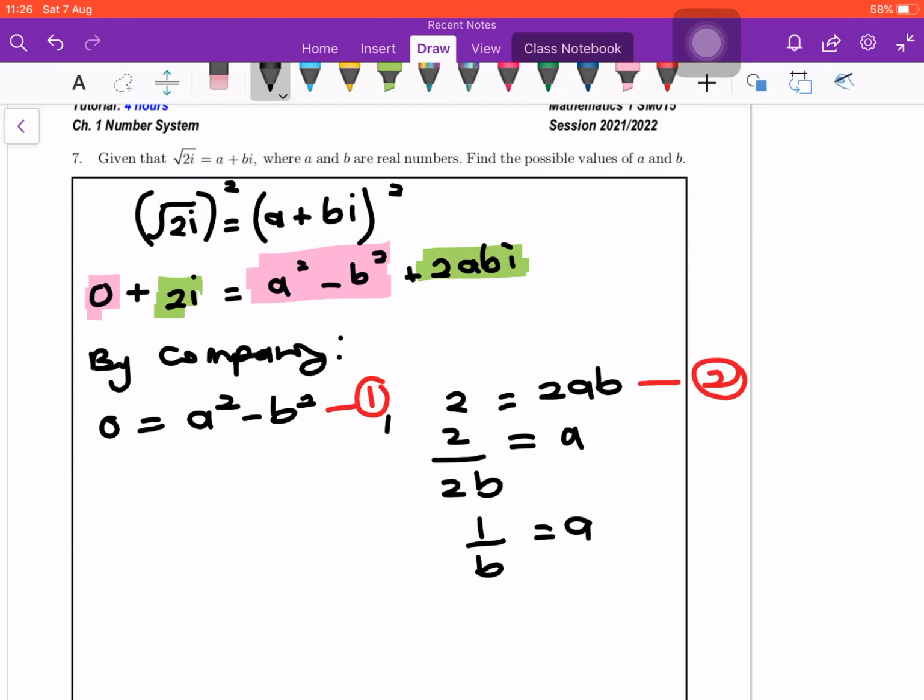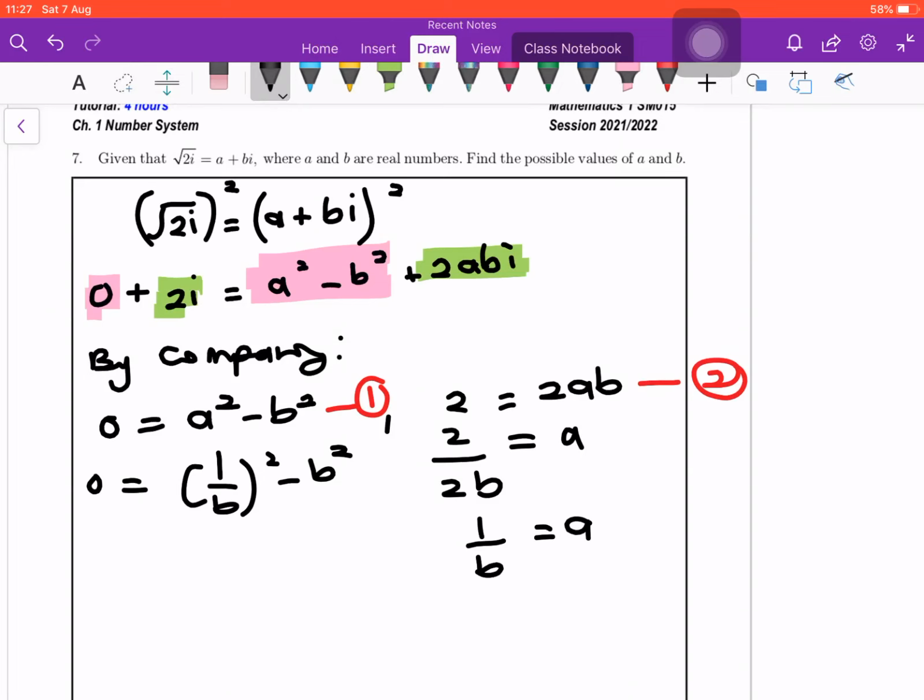Betul? So, substitute sahaja the second equations into your first equations. Okay, substitute A ke dalam first equation ni. So, you akan dapat kosong sama dengan 1/B square minus B square. Okay, can I leave it for you guys untuk solvekannya? Saya tak nak tunjuk lah yang ni. Sebab saya rasa yang nombor 7 ni memang exactly the same macam soalan nombor 6. So, saya akan bantu korang sampai sini sahaja.